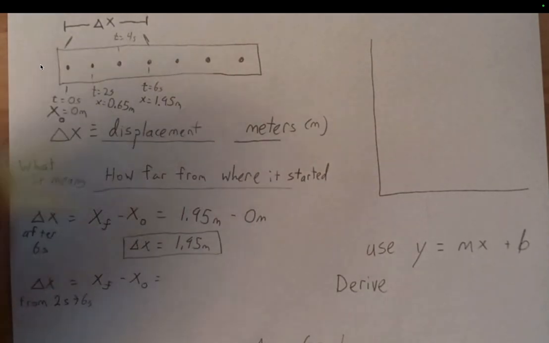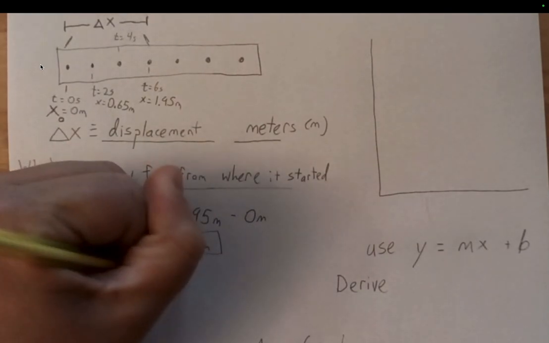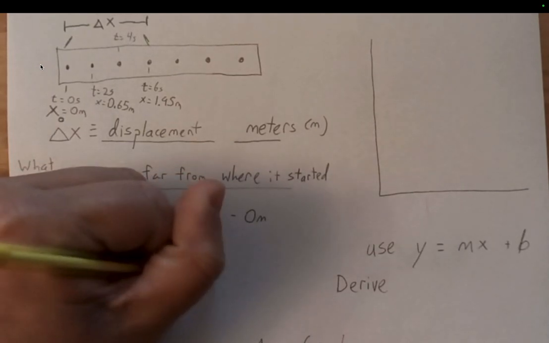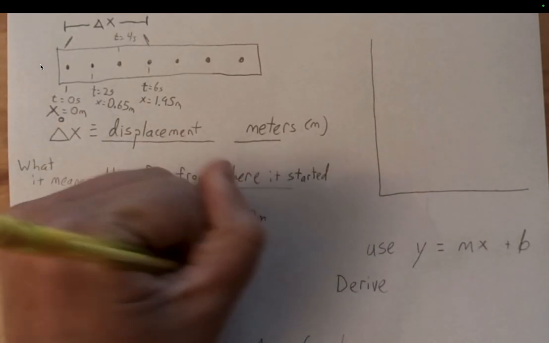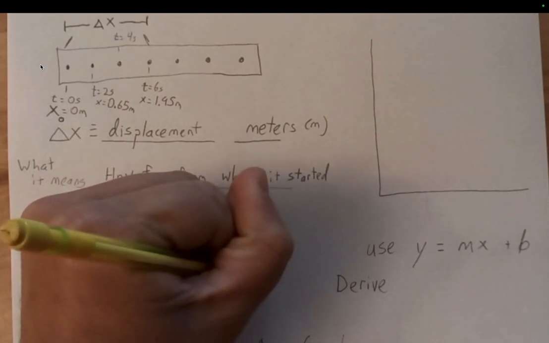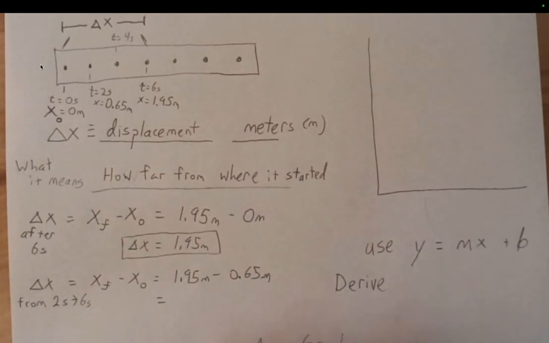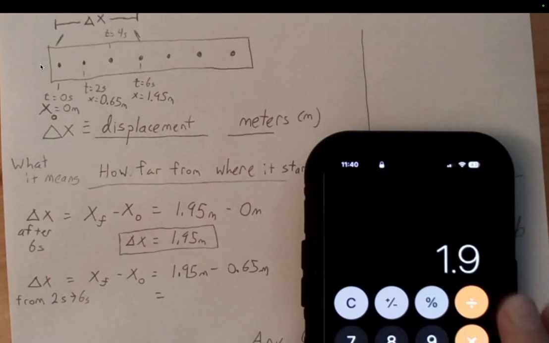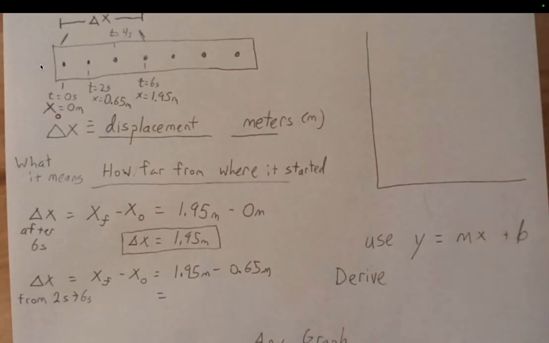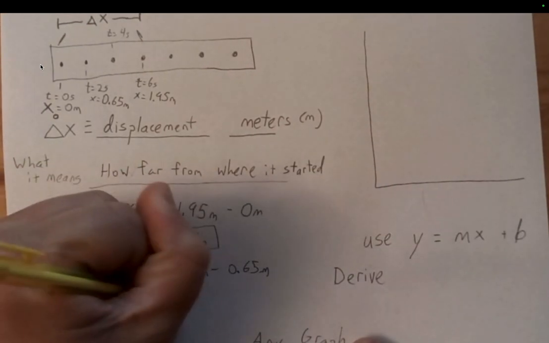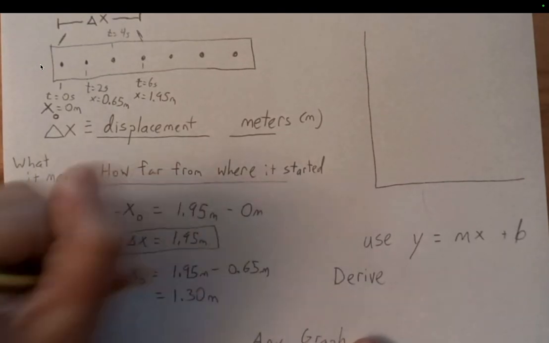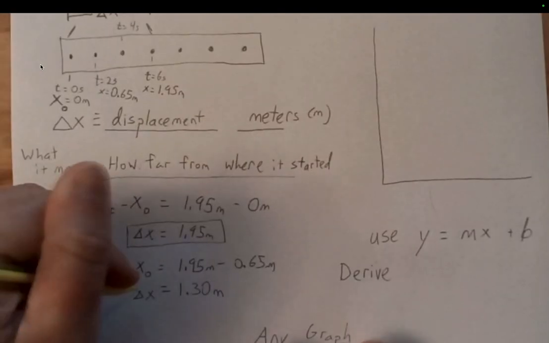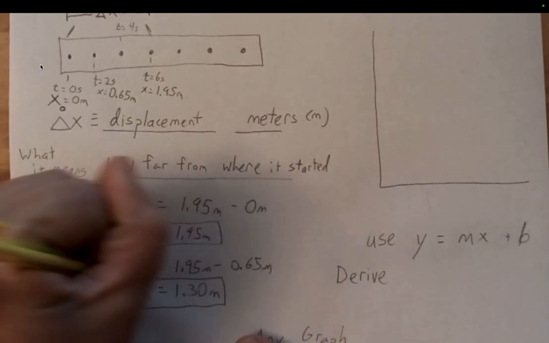So the displacement in this time frame would be this 1.95 meters minus 0.65 meters. 1.95 minus 0.65, and we get a 1.3. So 1.30 meters. That would be the displacement for this time frame.